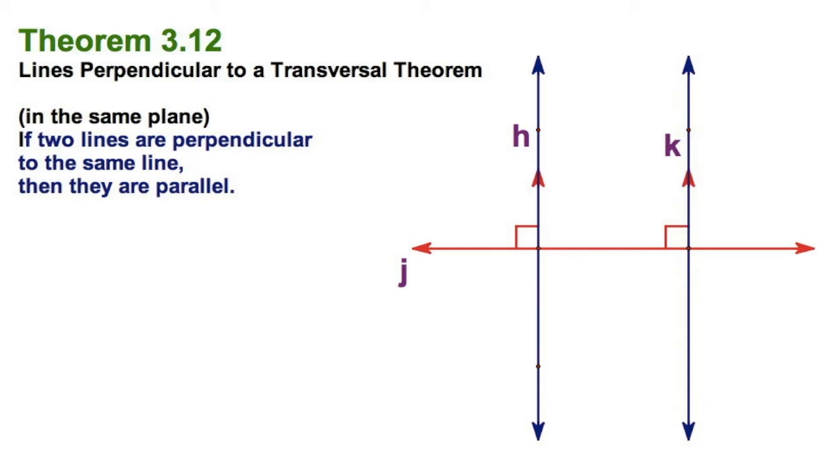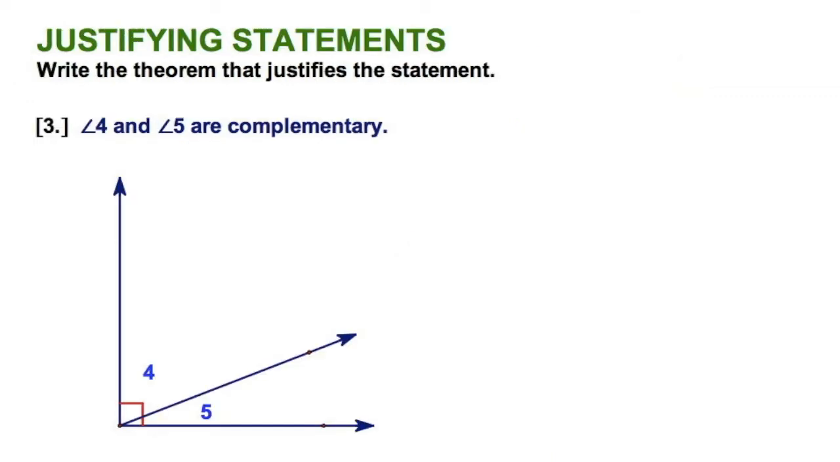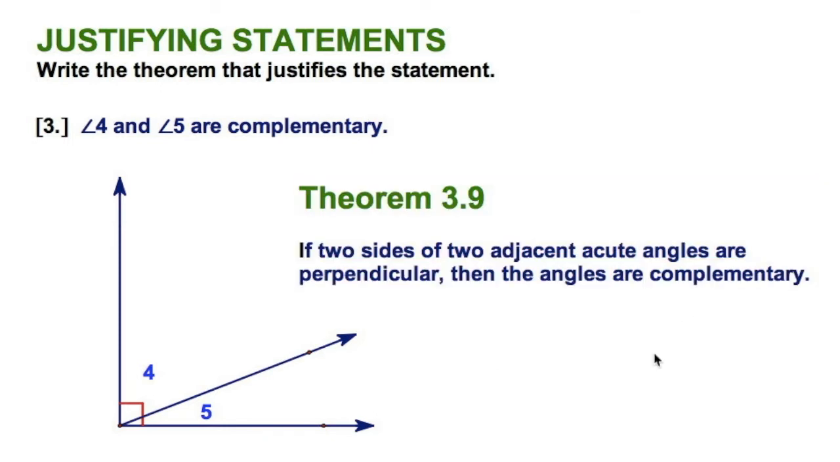And let's do a proof of that one too. That's one of the exercises. So, some of the exercises here in our textbook: number 3, angles 4 and 5 are complementary. How do we know that? Well, we just saw that. There's theorem 3.9. We might use this theorem to justify a statement, and maybe we're going to set up the measure of angle 4 plus the measure of angle 5 is equal to 90.